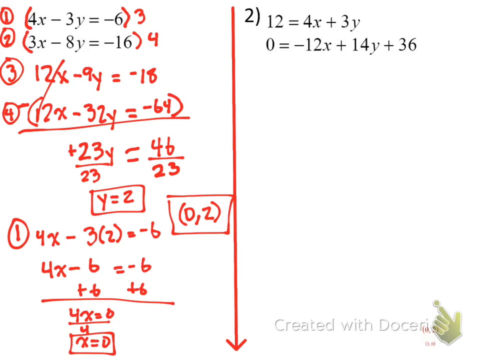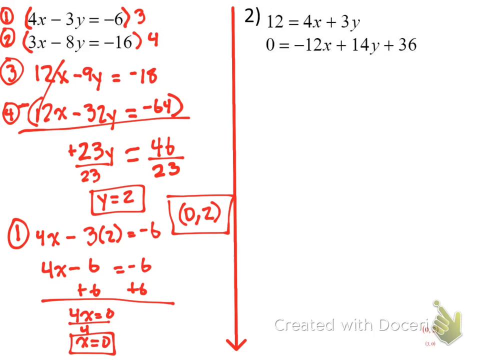Okay, number 2. First thing you notice is that everything is kind of messy right now. All the x's aren't together, all the constants aren't together. We have constants out here, 12 and 0. We have an equal sign here. We have x here, 4x and negative 12x. Y's are kind of together, but then we have another constant out here, which is positive 36.